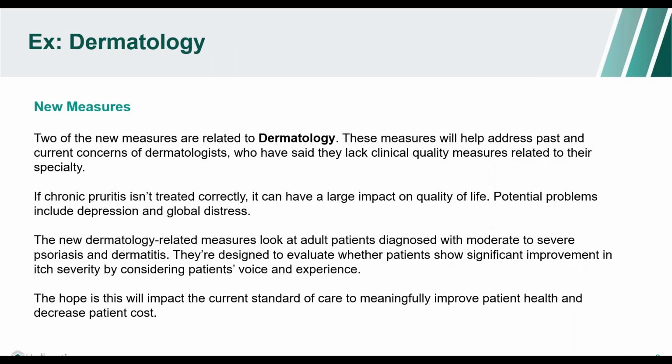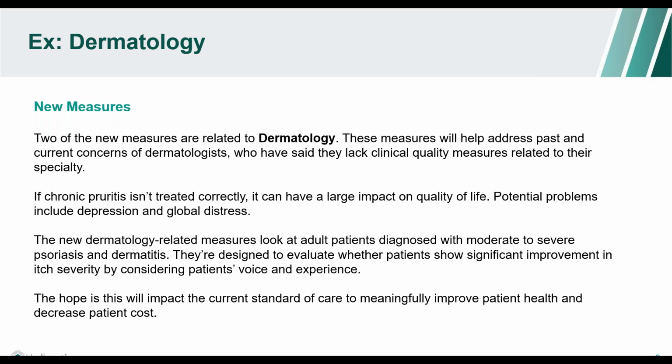So as I noted before, two examples of the new measures that meet a specialty that didn't have them before are related to dermatology. Both of these measures will help address past and current concerns of dermatologists who previously haven't had a breadth of measures to choose from when they report. For example, within these measures, if chronic pruritus isn't treated correctly, it can have a large impact on quality of life. These problems can go anywhere from depression to global distress.